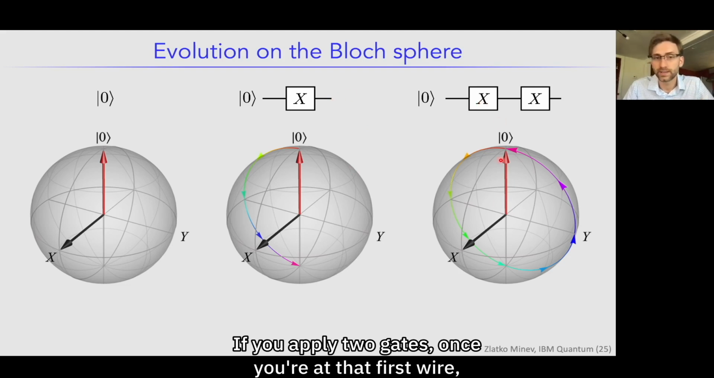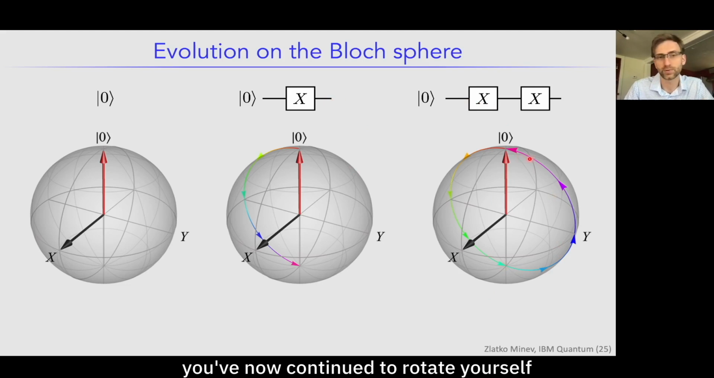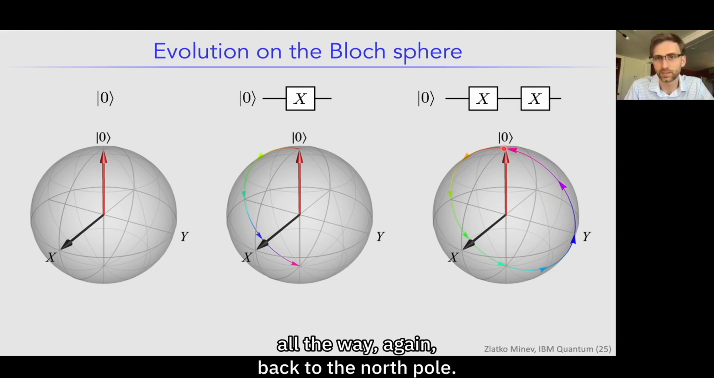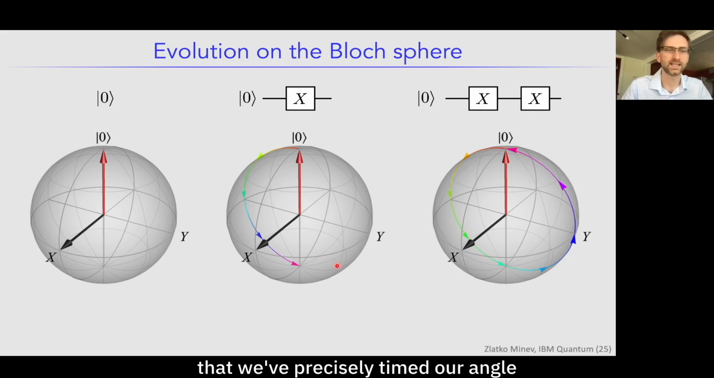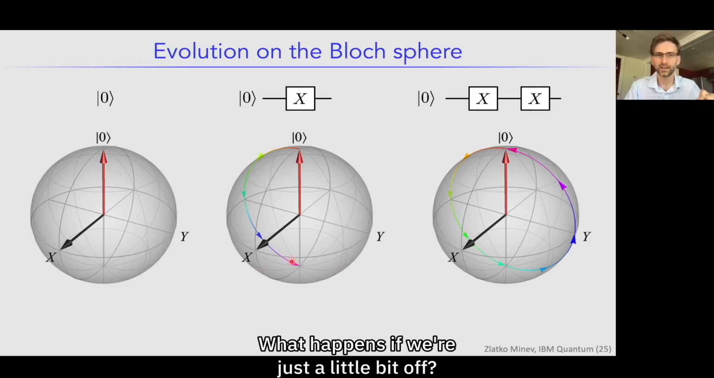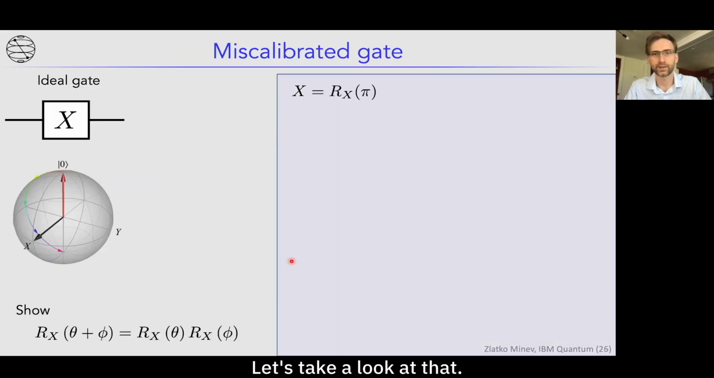If you apply 2 gates, once you're at that first wire, you've now continued to rotate yourself all the way again back to the North Pole. This is all great, but who's to say that we've precisely timed our angle so that it's precisely a pi rotation? What happens if we're just a little bit off? Let's take a look at that.